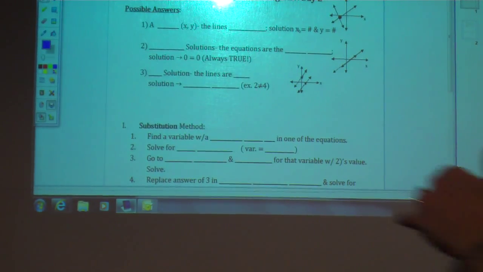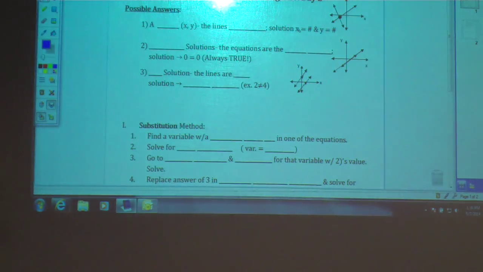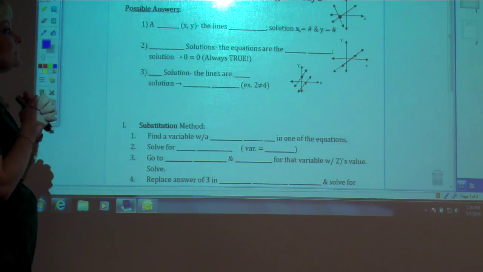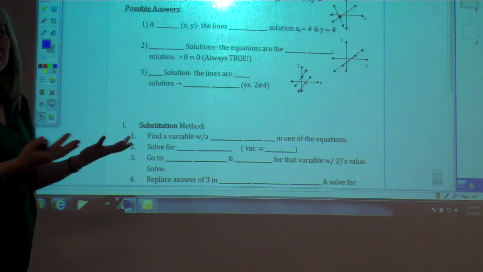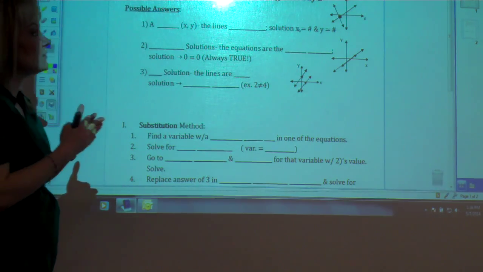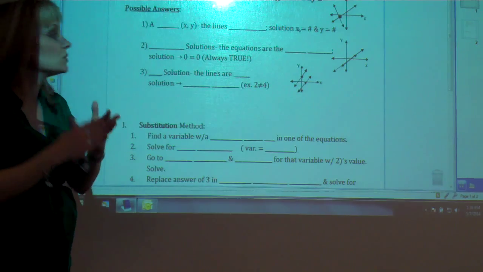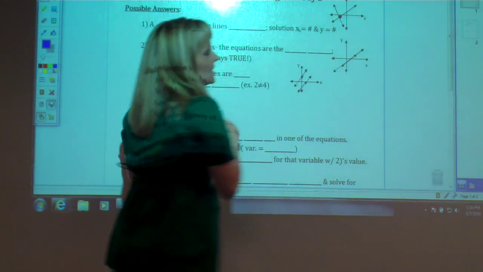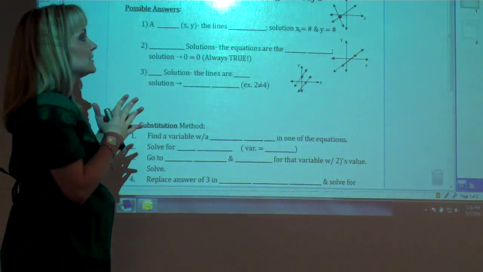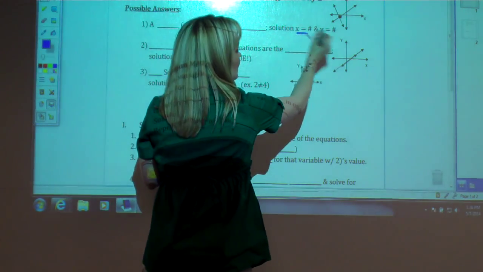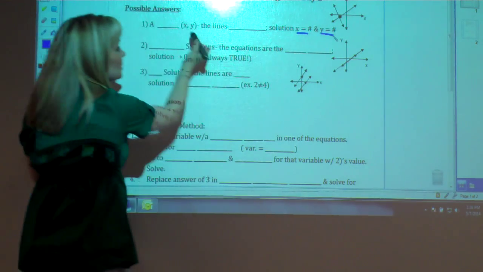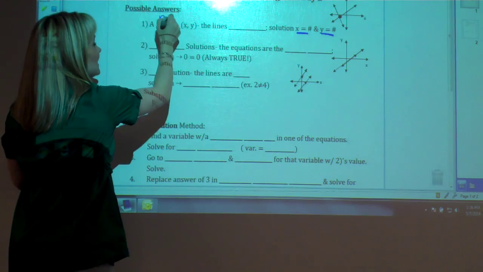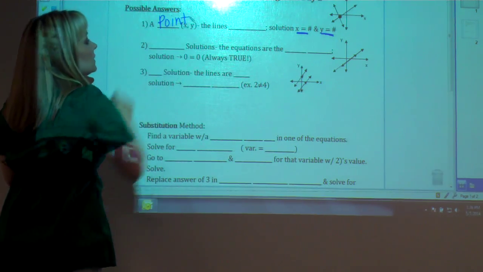Okay, so today we're going to be talking about solving systems of equations. There's three different possible answers that you could get for solving systems. Whenever you're solving systems of equations, you are trying to find a solution, and a solution is the point of intersection of those two lines. And normally you'll get x equals a number, and then you'll get y equals a number, and you'll put it together as an ordered pair because it is a point on that line, okay?